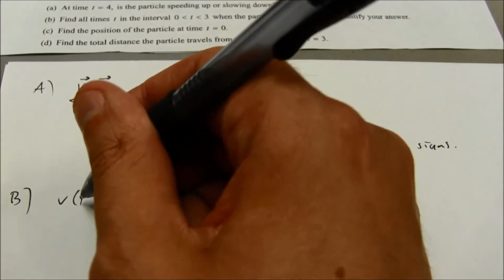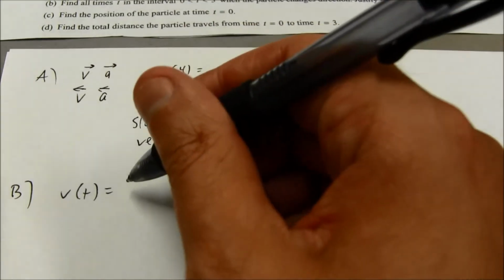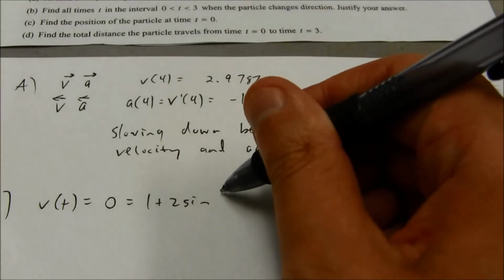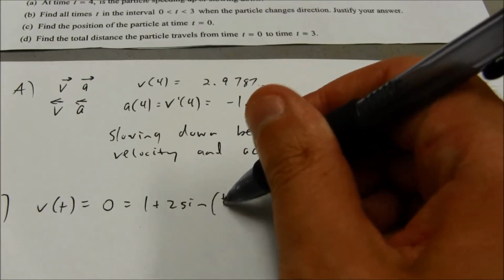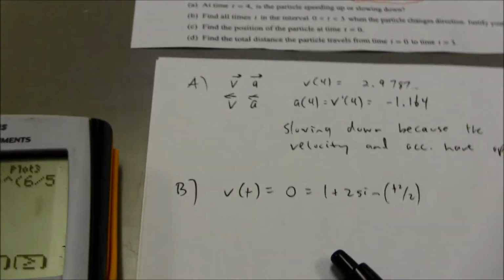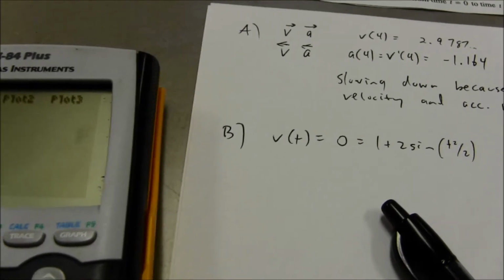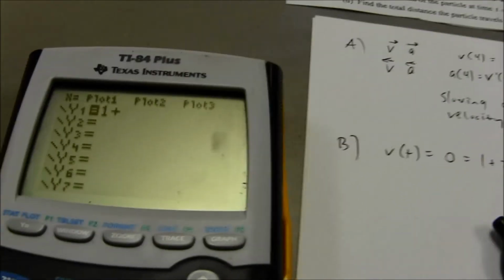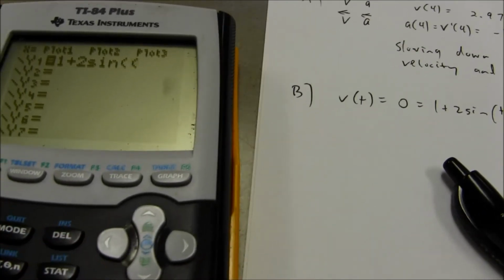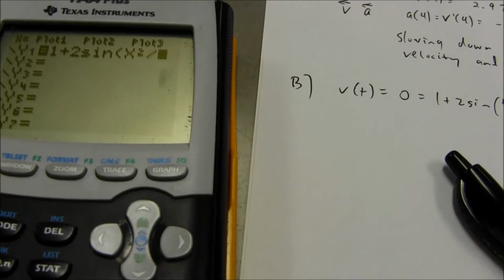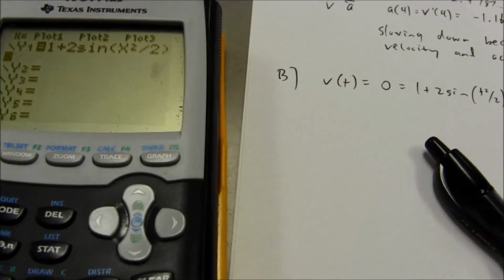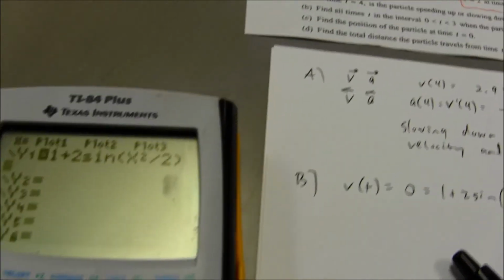It's a good idea from a work showing standpoint to show that you want to set the velocity equal to 0. Again, probably not when you're going to solve by hand. This is the calculator part of the test. So you should just be able to go to your calculator, use the 0 function there, and again, we're going to type that same function in there, 1 plus 2 sine of x squared over 2. And we want the places where the velocity is 0.